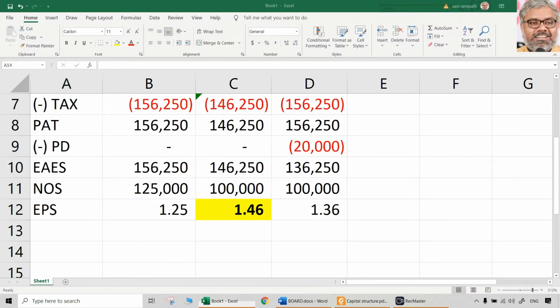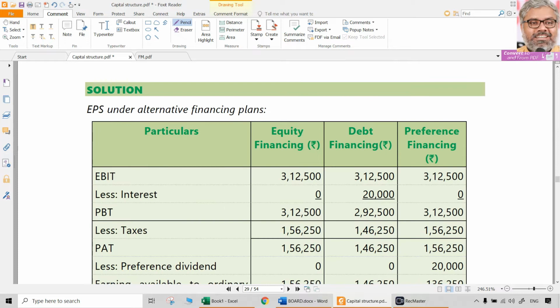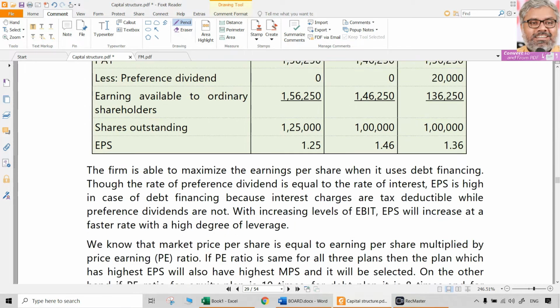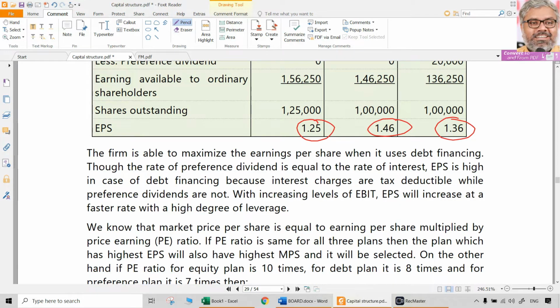But of course, conditions apply. When the company's earnings before interest and tax are more than its cost of debt, it means the basic return that the company gets on its investment is more than the cost of debt. If the company is able to service the debt very well, then only will it be highest.